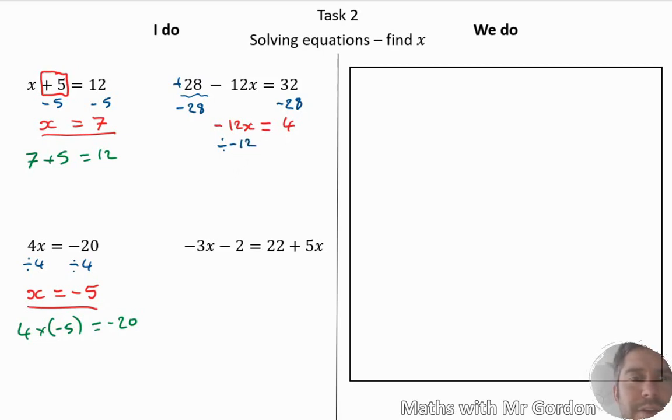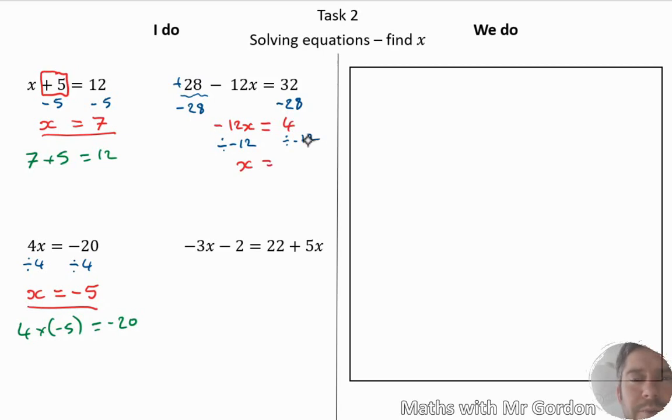And if we do that to one side, we're going to have to do the same to the other side as well. So we're going to divide the other side by negative 12 as well. And let's have a look at what we get. So we're going to be left with just our positive x on the left, which is what we're after. And here we've got 4.